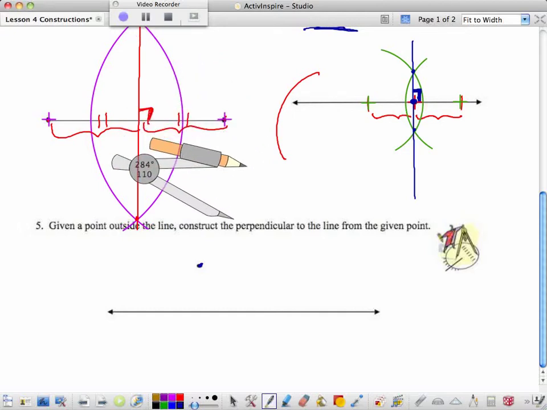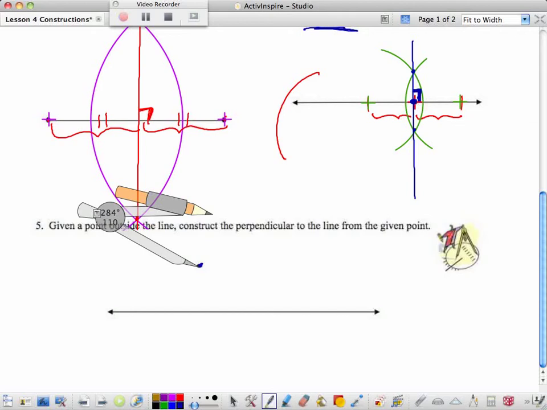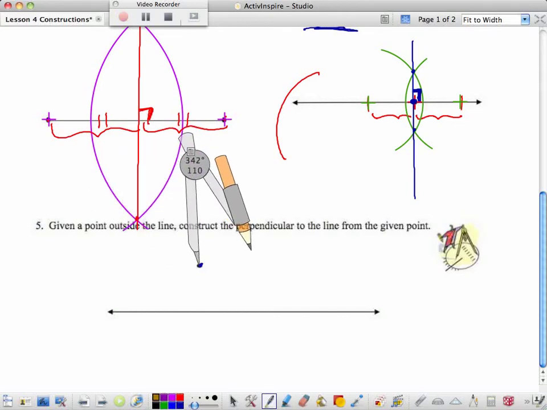Okay, so you take your compass. This time you start with your compass on the given point. I guess we've always done that. We've started with our compass on the given point. Up here we started with our compass on the given point to make these 2 marks first.